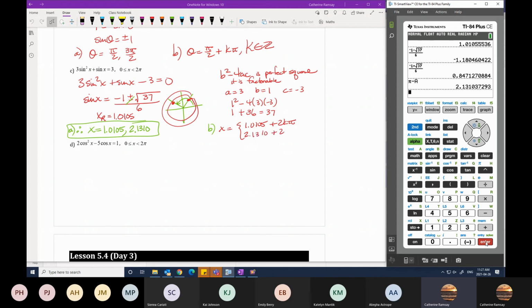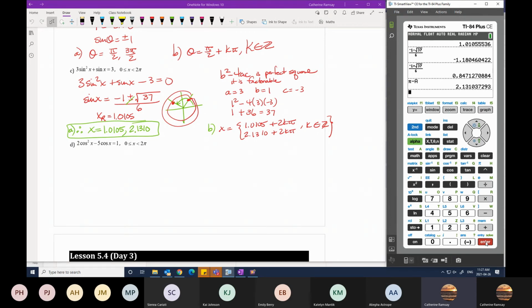1310 plus 2k pi, where k is an element of the integers. Okay, again, I know this is getting a little bit more complicated. It will take some practice here.